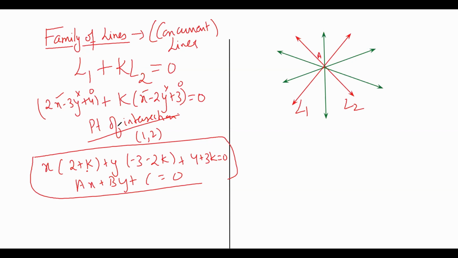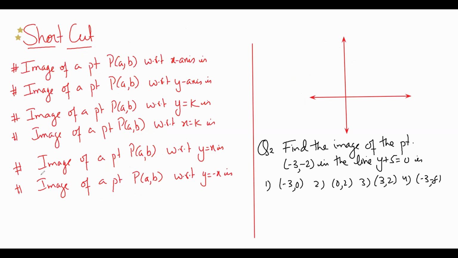Okay, now next, shortcuts for image. Image is a very important topic for 2D geometry and also for 3D geometry, and these shortcuts work in 3D also. So just learn these shortcuts. That means if you get this type of particular case in 2D, we generate a shortcut, and we can apply those shortcuts in 3D also. So what are these shortcuts?